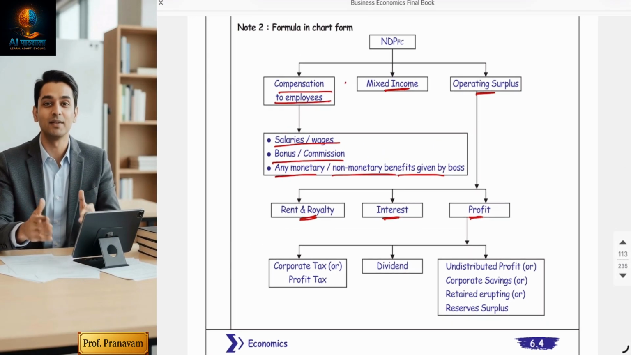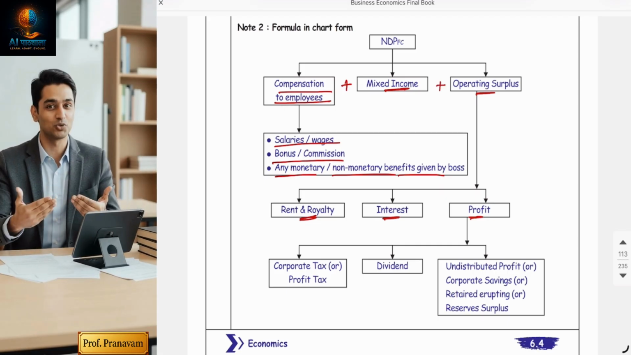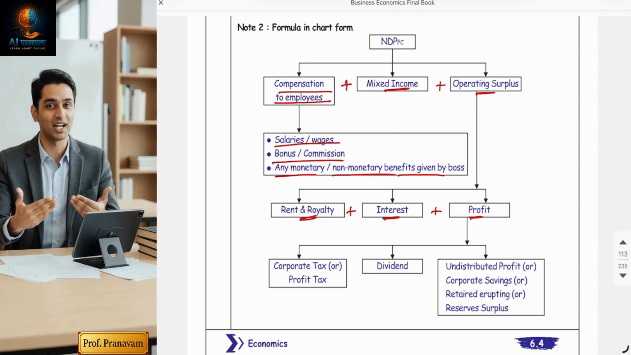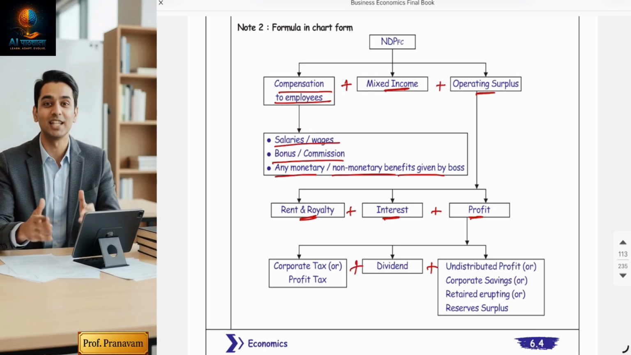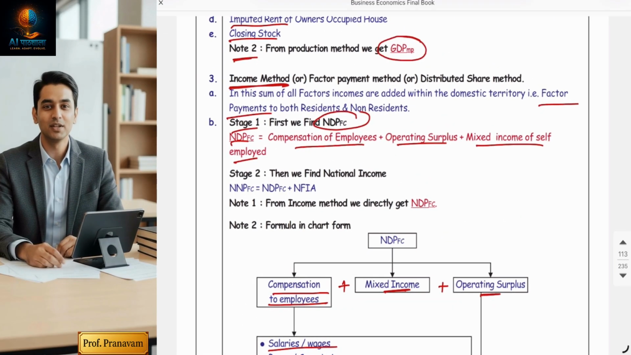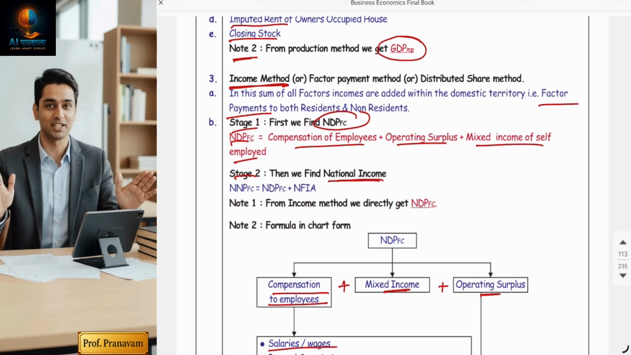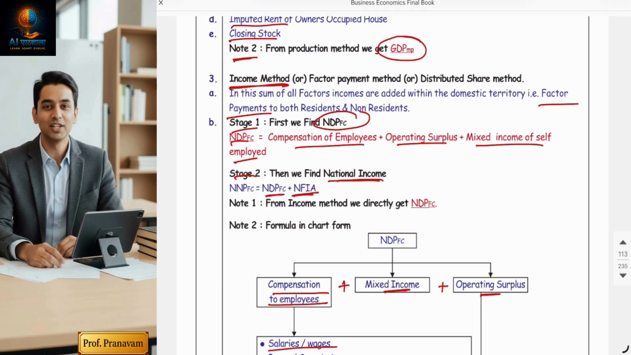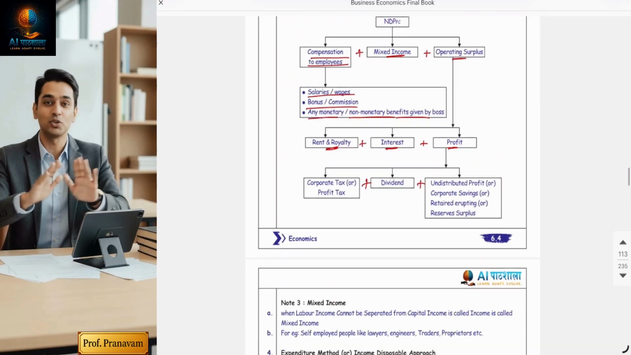So when you add compensation of employees, mixed income and operating surplus, you will be getting NDP at factor cost. Now, operating surplus you get from royalty, interest and profit. Profit you get from corporate tax, dividend and undistributed profit. This is how you get NDP at factor cost. After getting NDP at factor cost, we have to calculate NNP at factor cost, that is national income. Just add NFIA to NDP at factor cost and you'll be getting national income. So this was the income method.